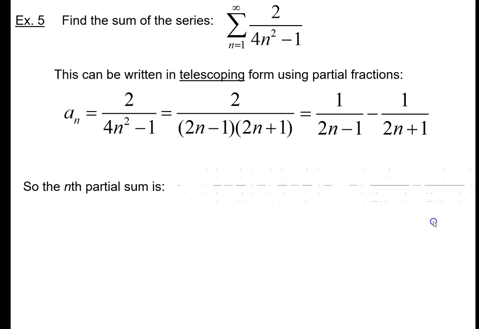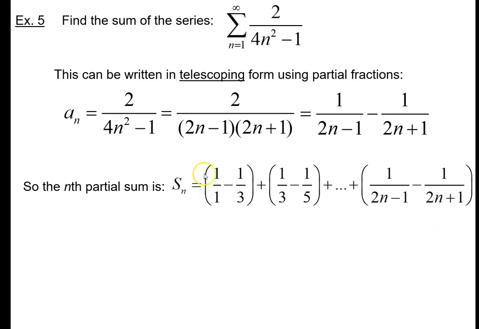So our nth partial sum, if we write out a few terms, just to get a sense of what's happening, notice this started at n equals 1. So the first term would be 1 minus 1/3. The second term would be 1/3 minus 1/5, and so forth. Write a few more terms out so you see the pattern. What would happen is all the terms in the middle would cancel, and we'd be left with the first term and the last term.